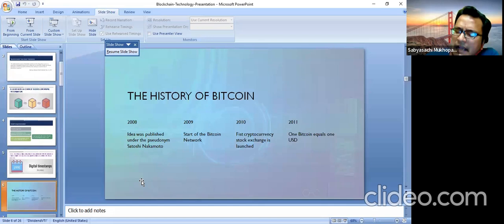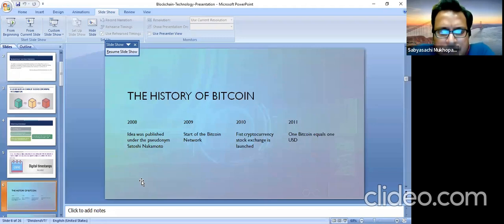But later on, Satoshi Nakamoto played a very tricky role in popularizing the blockchain through its application in Bitcoin. He first coined the idea of Bitcoin, and the network was started in 2009, although the idea was implemented in 2008. Then the first cryptocurrency stock exchange was launched. People found a lot of potential, that if Bitcoin might work out, then we have a good way of making money in a secure manner.